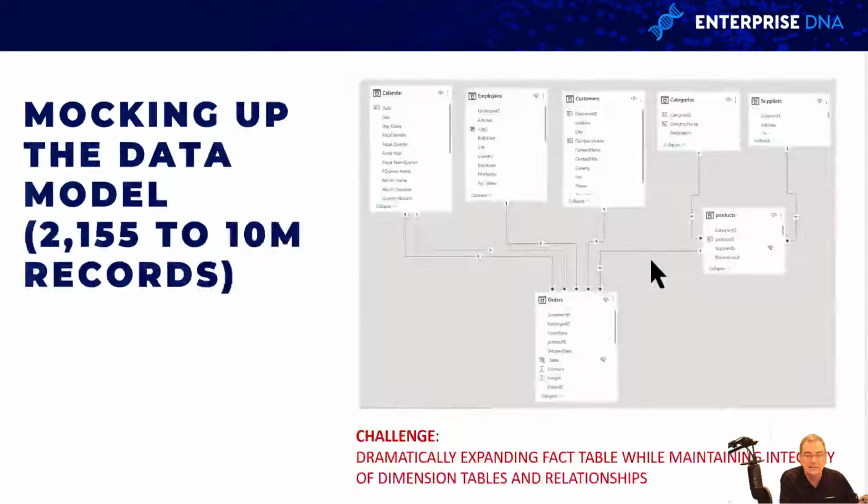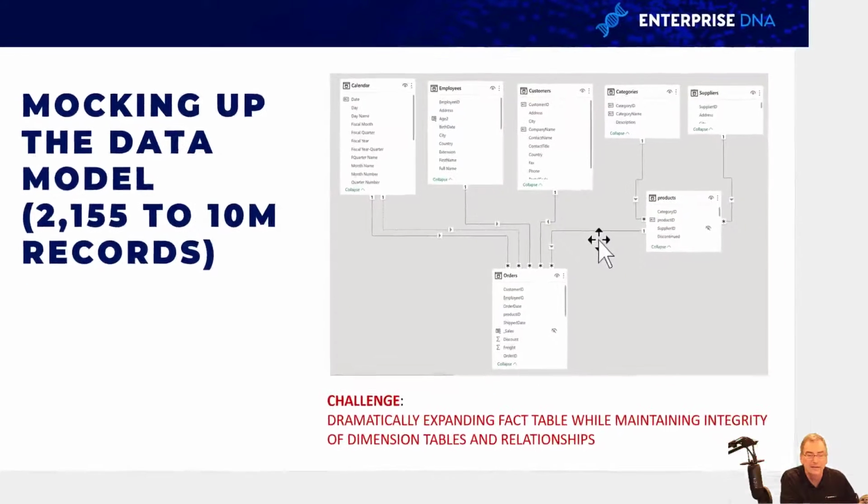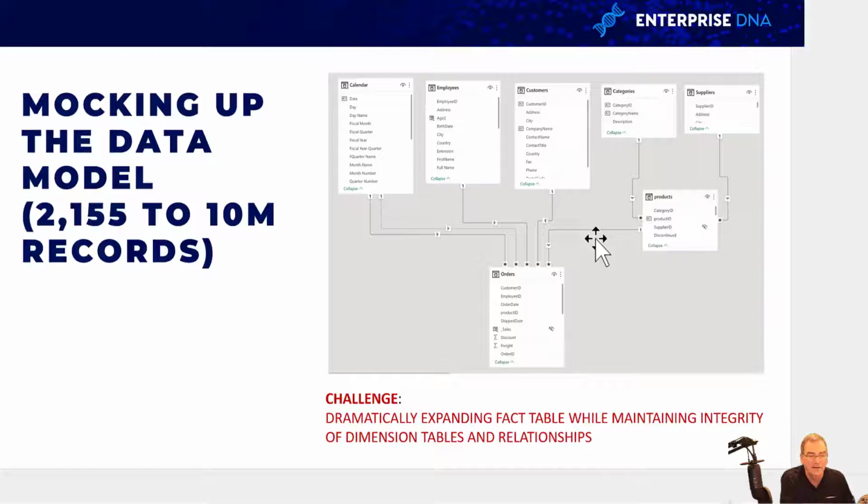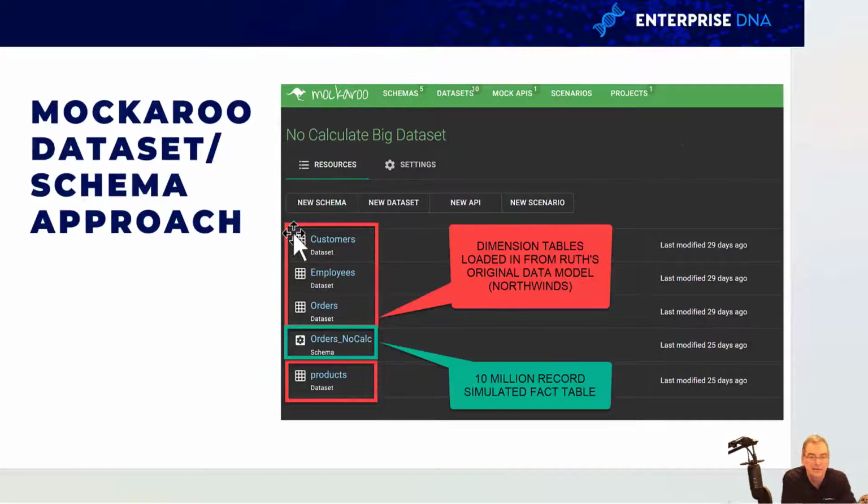And what I did is I mocked up the data from 2,155 records to 10 million. The challenge in that is you want to dramatically expand the fact table while maintaining the integrity of the dimension tables and relationships. The way I did that was with a tool called Mockaroo. Mockaroo is a pretty amazing way to simulate this in the sense that you can upload your dimension tables, and then in the randomization of your fact table, you can pull the key fields from those dimension tables.